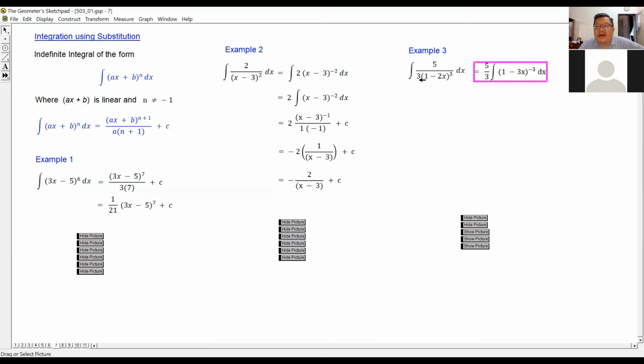5 over 3 is a constant, so you can move it outside the integration sign. You don't have to integrate this number, you only integrate the x. And this is 1, oh, I typed wrongly already. This is 1 minus 2x. Here I put 3x, sorry. Never mind, so you remember this as 3x. I typed wrongly here.